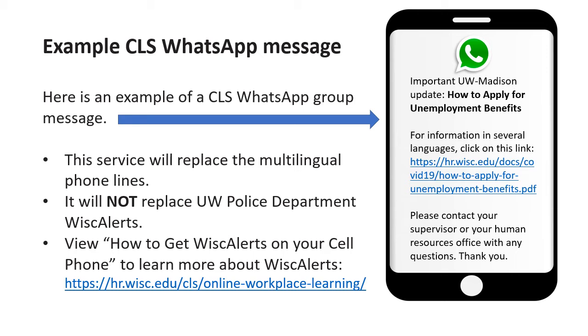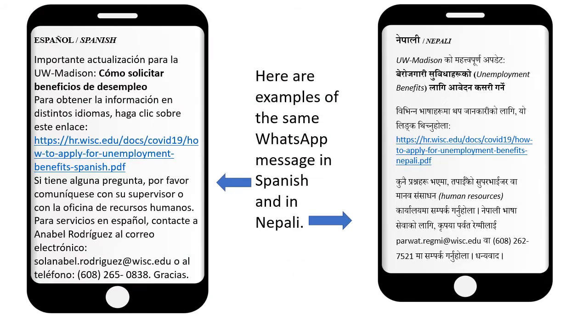This WhatsApp service will replace the multilingual phone lines. It will not replace UW Police Department Whisk Alerts. If you want to learn more about Whisk Alerts, you can watch the video, How to Get Whisk Alerts on Your Cell Phone. You can find the video on the CLS Online Workplace Learning website. Here are examples of the same WhatsApp message in Spanish and in Nepali. On the next slides, we'll show you how to install WhatsApp and receive CLS messages.